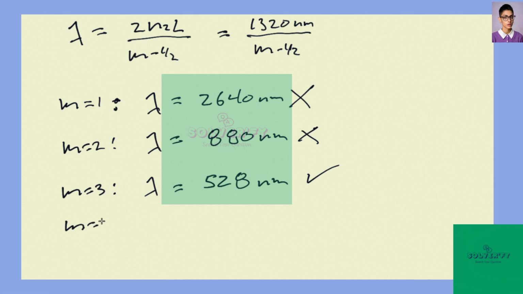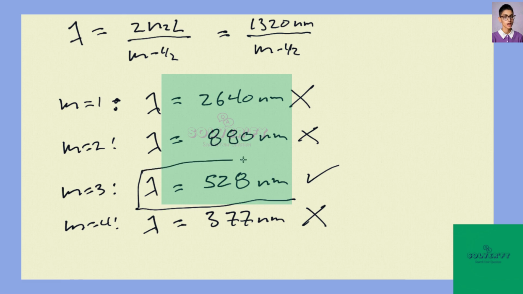So m equals 4. We get that the corresponding wavelength is 377 nanometers, which is less than 400 nanometers. So this is no longer in the visible spectrum. So the only solution is lambda equals 528 nanometers.